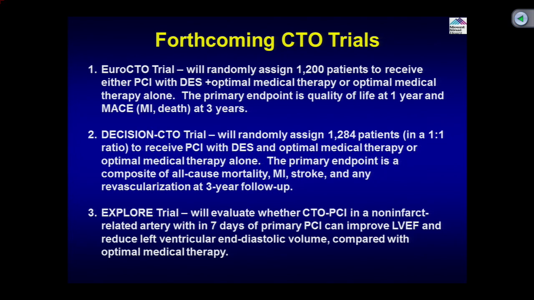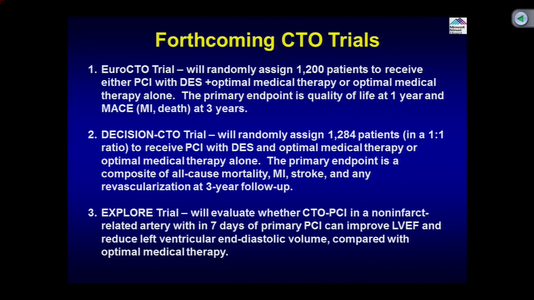So there are many other randomized trials coming for the CTO, and the whole question is that if you have a CTO, we know that if you succeed, you do better. But if you fail, you do worse. But the question is, what if you don't do anything? And this is where these two trials, Euro CTO and Decision CTO, with a little different in terms of their endpoints, are going to answer that question. You have a CTO, should you open it or you should just manage them medically.